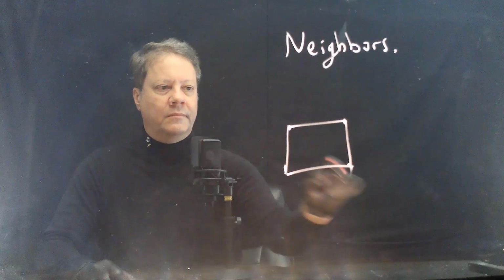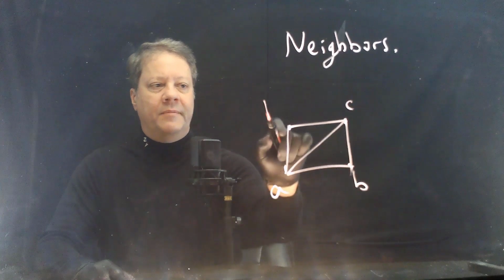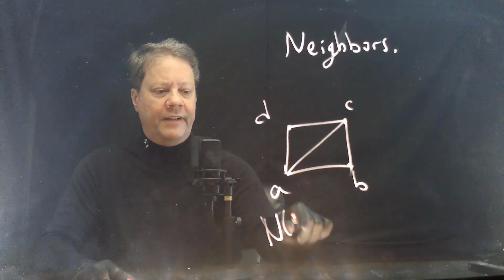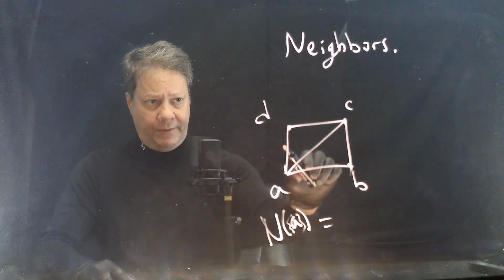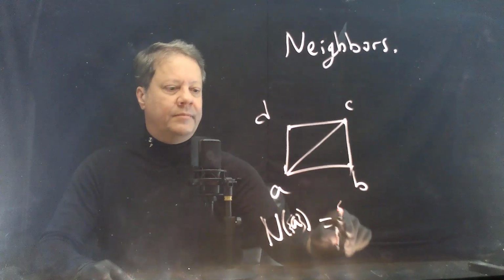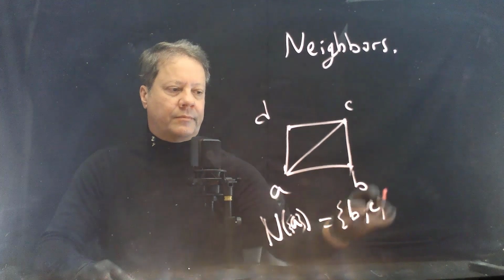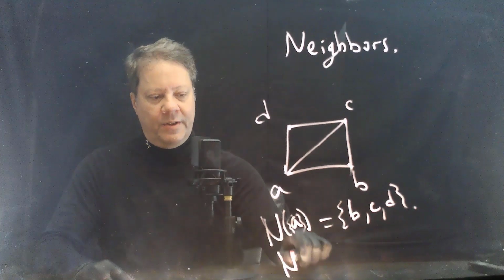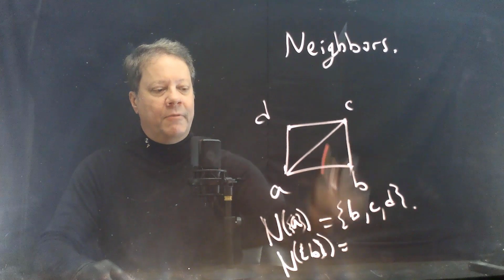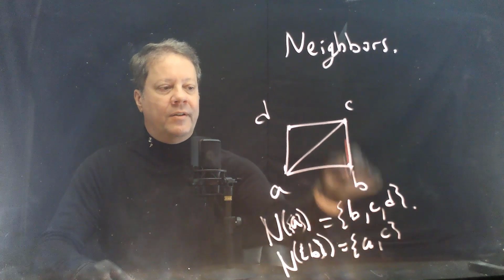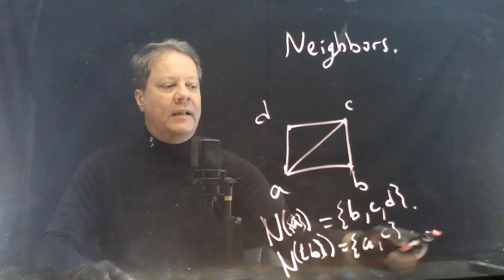Concerning neighbors, let's suppose we have the following graph, A, B, C, D. What's the neighborhood of A? Well, everything that it's connected to is connected to B, C, and D. What's the neighborhood of B? Well, that would be A and C. Those are the only things that connect to B, and so on.